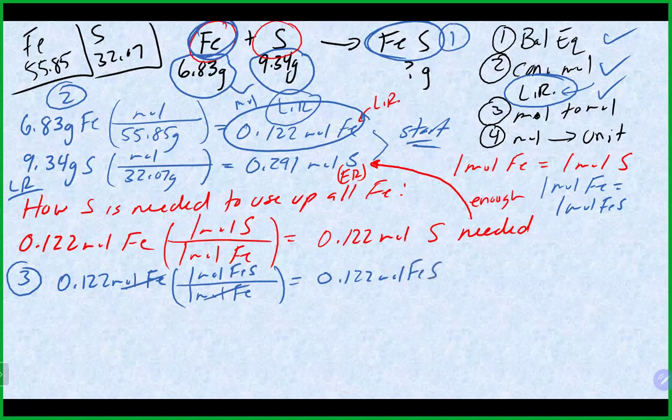In this case, we are interested in how many grams. So we have to do step number 4 here, where I need the molar mass of my product, which is actually just adding these two together. So we'll just add those together: 55.85 plus 32.07 gets us 87.92.